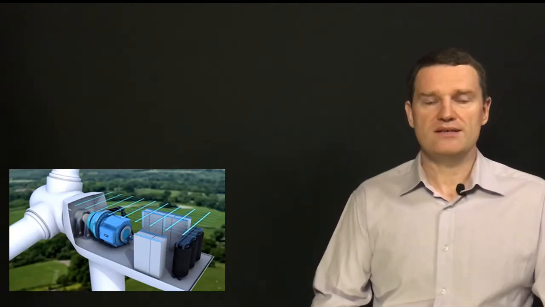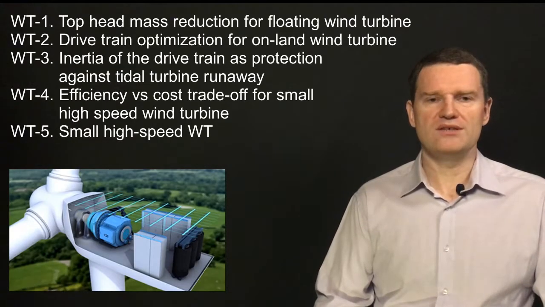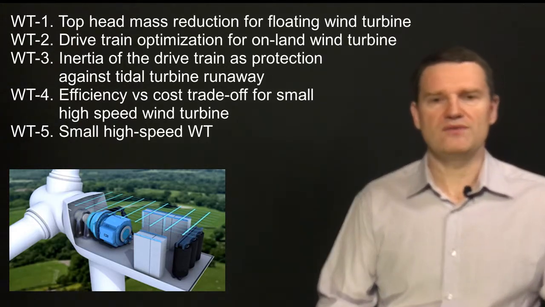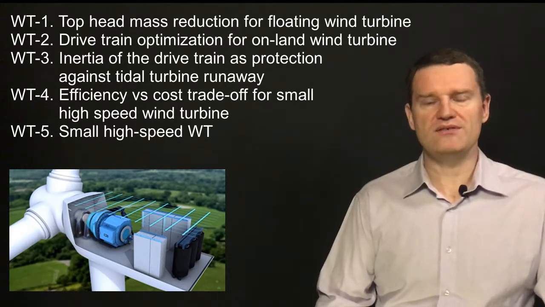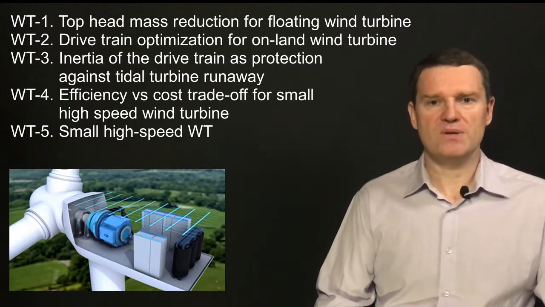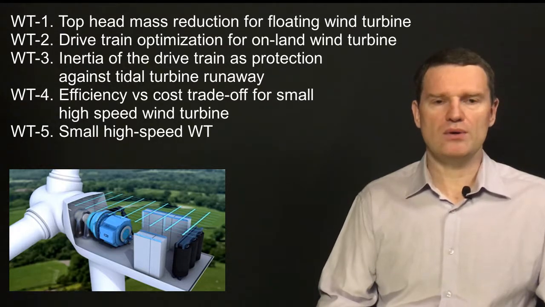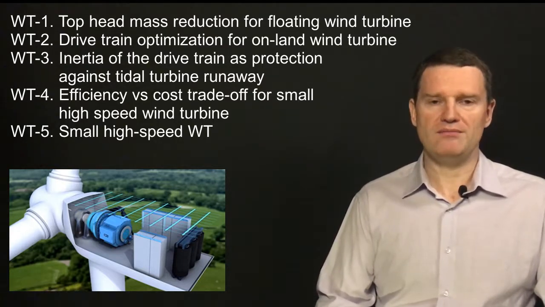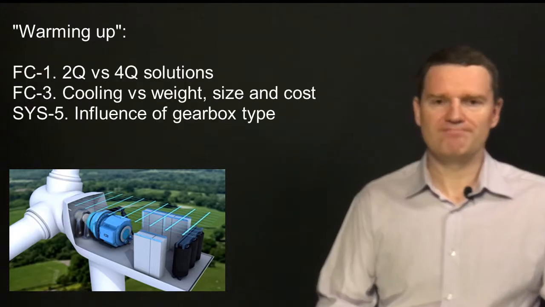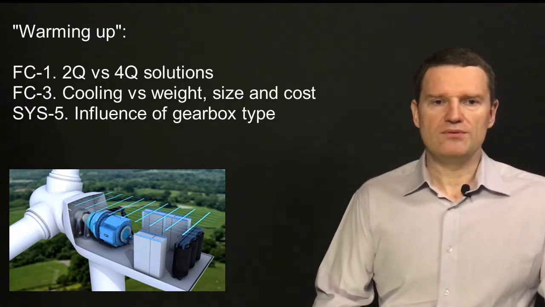The next group is wind and tidal turbines. These exercises are for those who study renewable energy and environment. Here we learn about inertia, and that inertia of the drivetrain can have both positive and negative effects. We also learn such things as that moving the equipment from the nacelle down to the tower may help to reduce the top head mass in wind turbine. So take the WT group. For warming up, the few relevant exercises are shown on the screen.